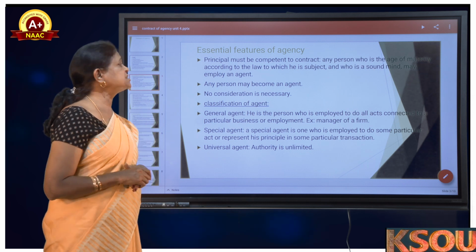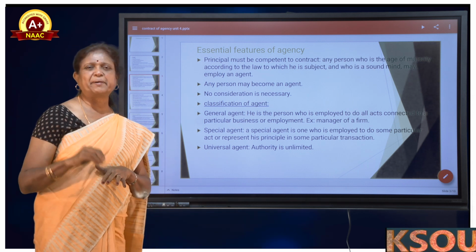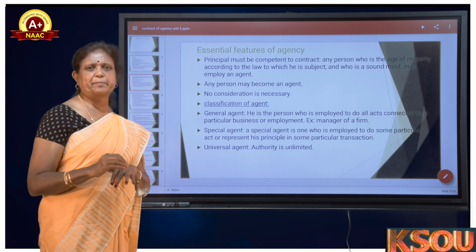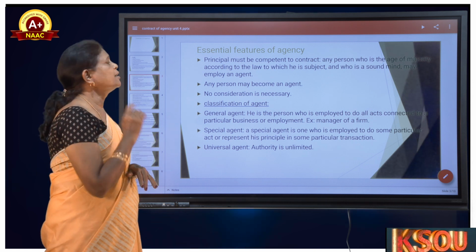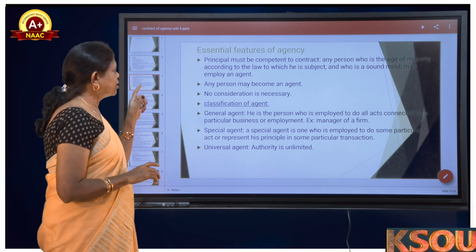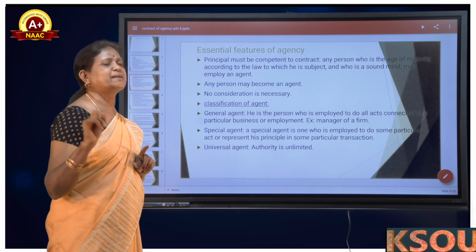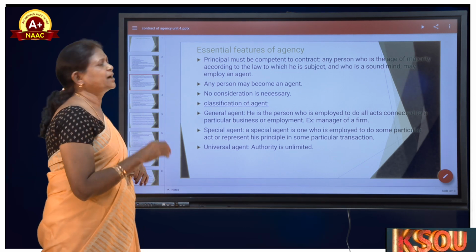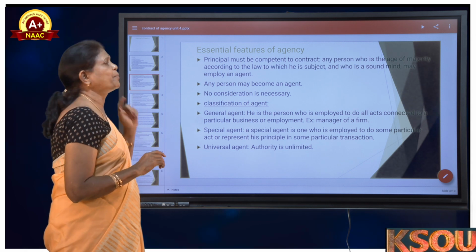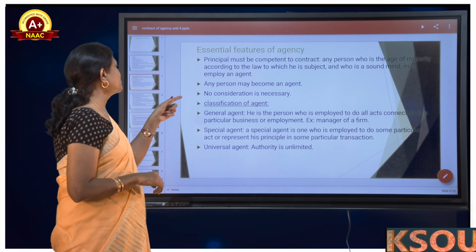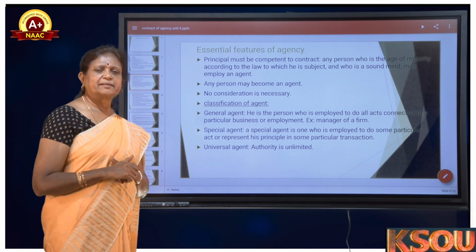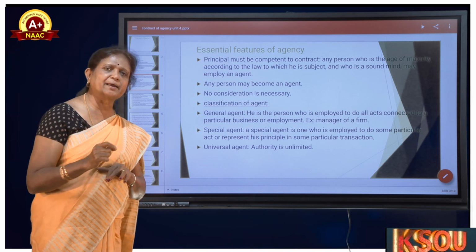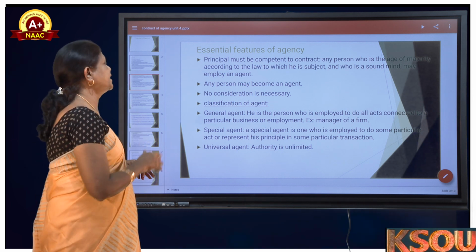First, the principal must be competent. Competency to contract means he must be a major and not of unsound mind. A competent person, who has attained the age of majority and is of sound mind, can appoint any person as an agent. And who can be an agent? Any person, even a minor, can be an agent.